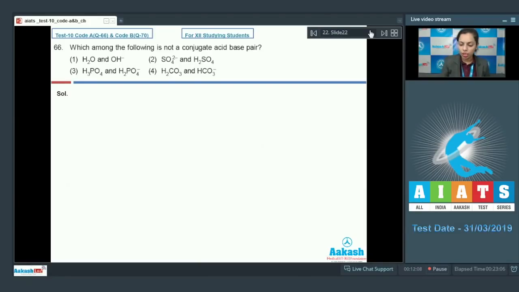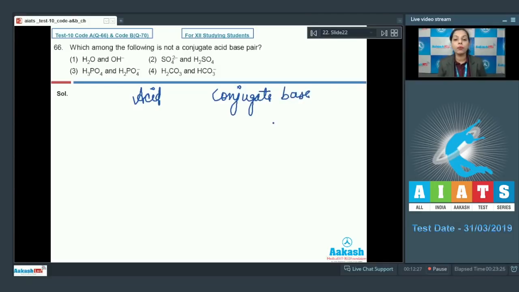After that, question number 66. Which among the following is not a conjugate acid-base pair? So first thing you should know that suppose you have an acid, there should be its conjugate base, and that can be formed by removal of the proton from it.